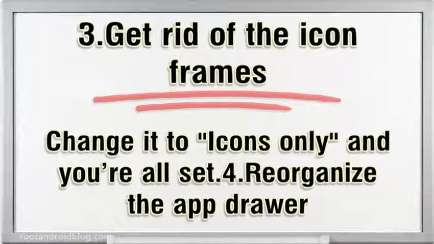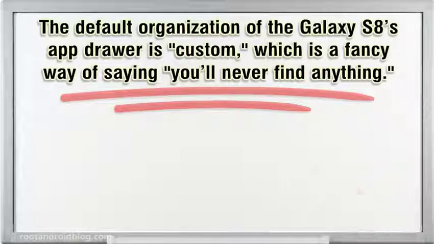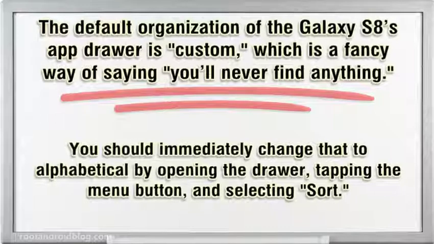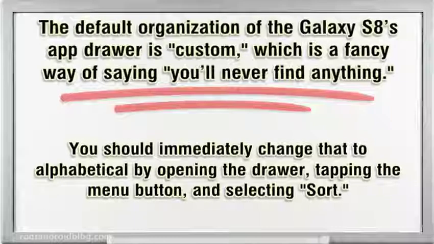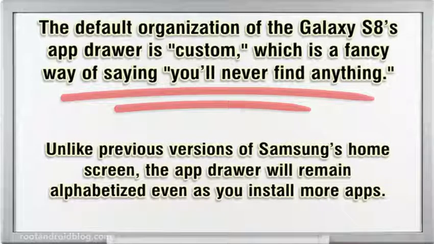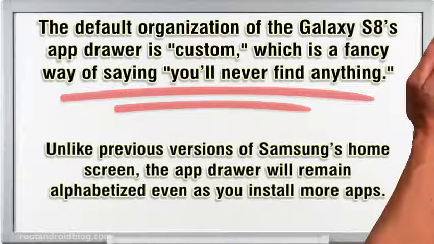4. Reorganize the app drawer. The default organization of the Galaxy S8's app drawer is custom, which is a fancy way of saying you'll never find anything. You should immediately change that to alphabetical by opening the drawer, tapping the menu button, and selecting Sort. Unlike previous versions of Samsung's home screen, the app drawer will remain alphabetized even as you install more apps.